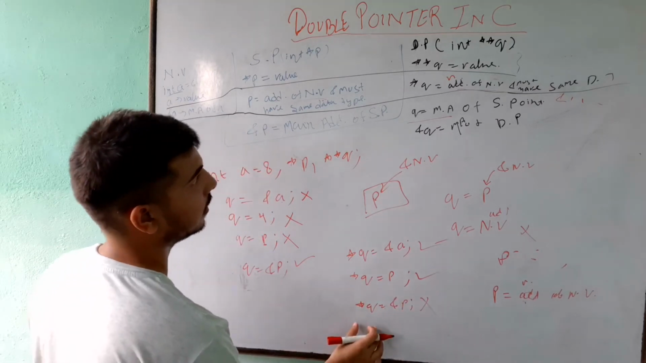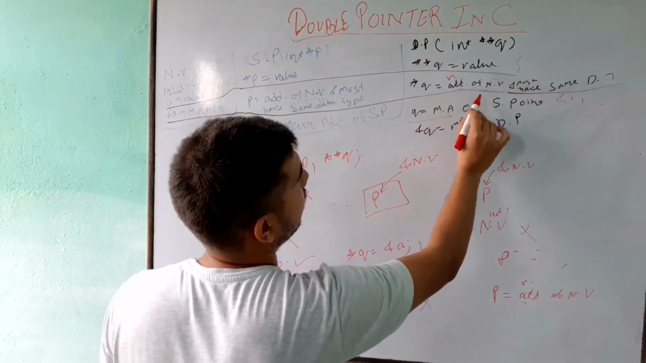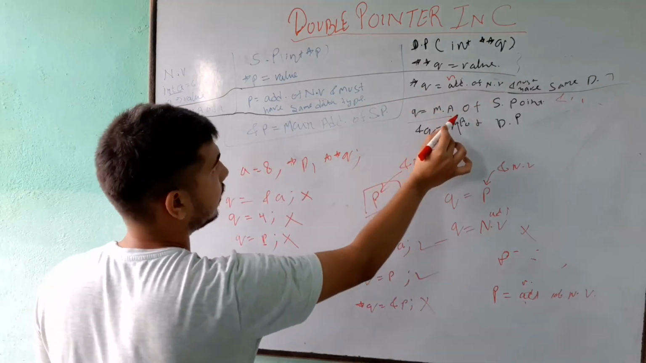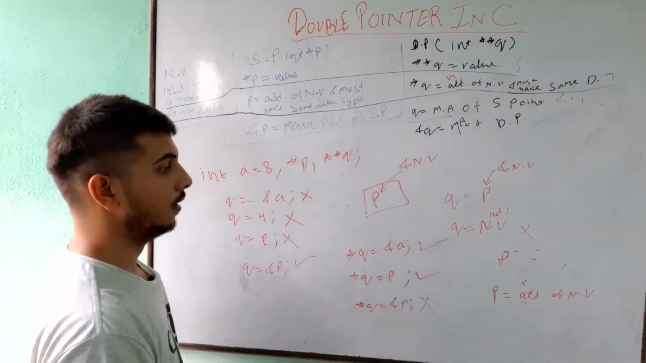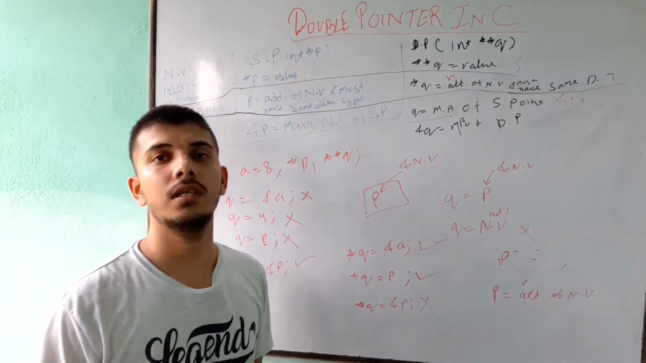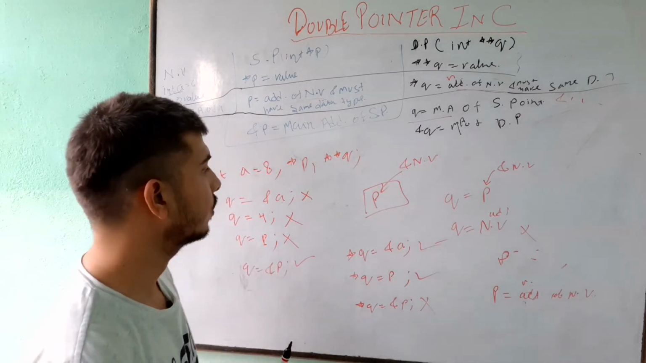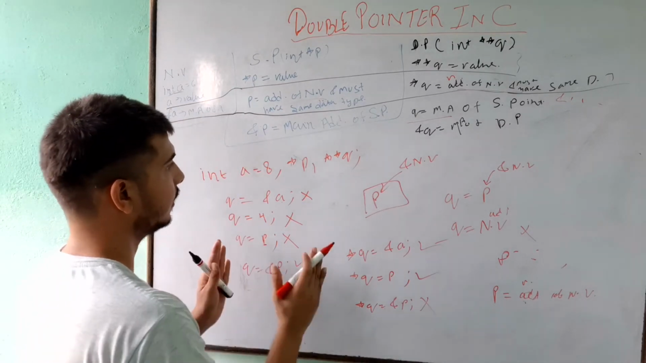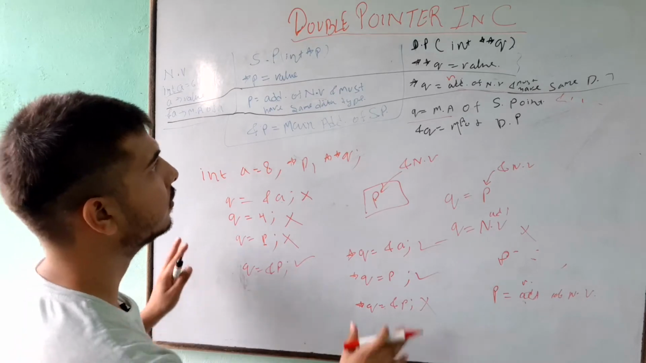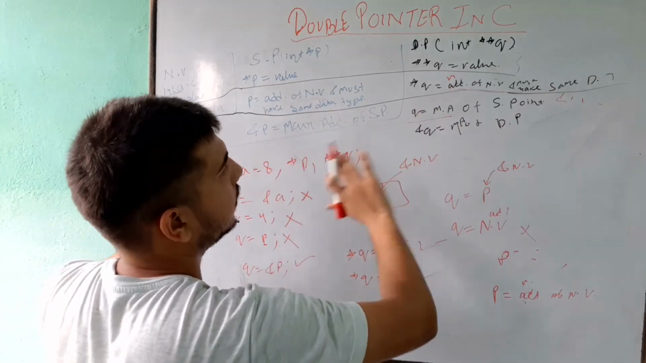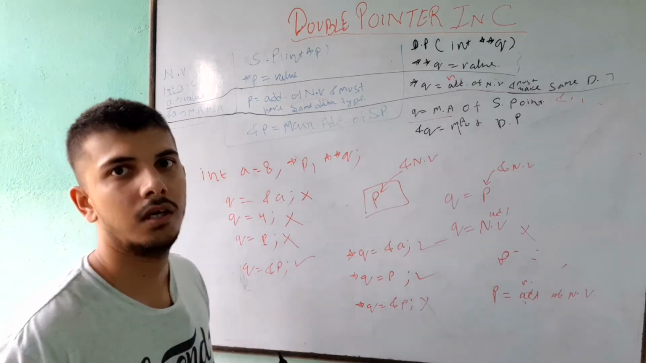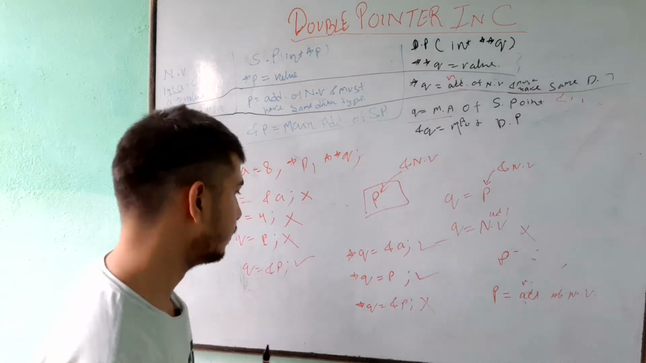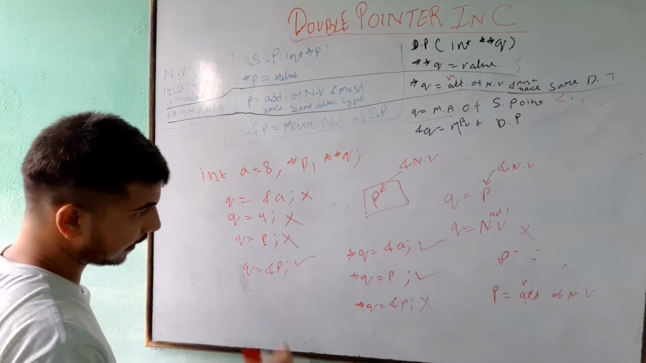Now if I say *Q is equal to &P, this is wrong. Why? Because *Q cannot hold the address of a single pointer. Q can hold the main address of a single pointer, but not *Q. These are some of the rules that you have to remember always. It may get a little complicated for you, but if you stick with these rules, I bet everything will be clear for you. You can just tell whether it will give an error or not.